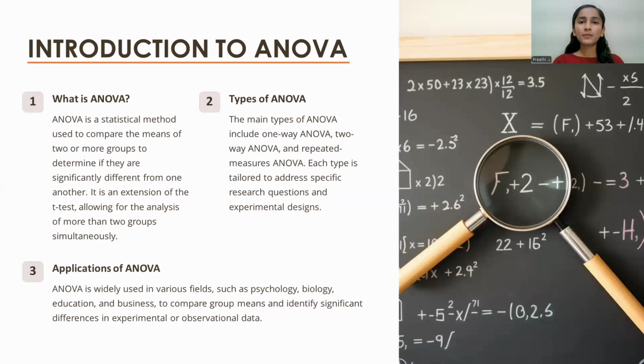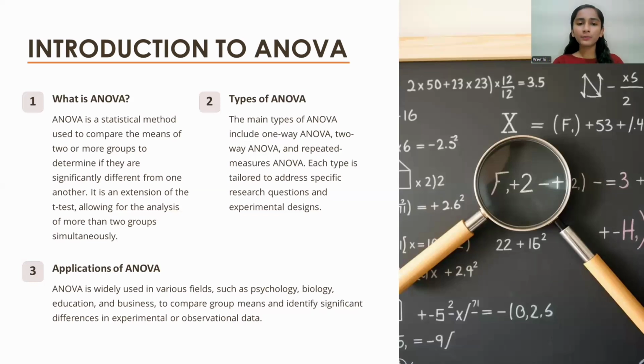Introduction to ANOVA. So first let's see what is ANOVA. ANOVA is a statistical method used to compare the means of two or more groups to determine if they are significantly different from one another. It is an extension of the t-test, allowing for the analysis of more than two groups simultaneously.